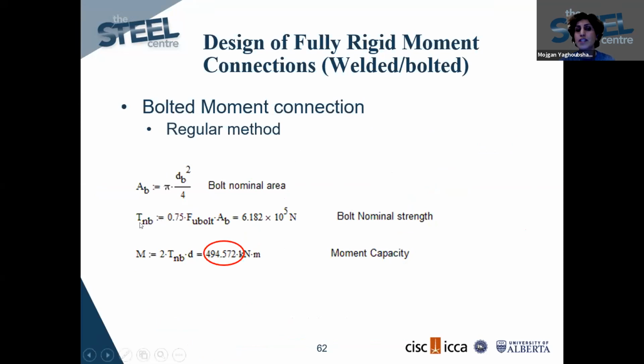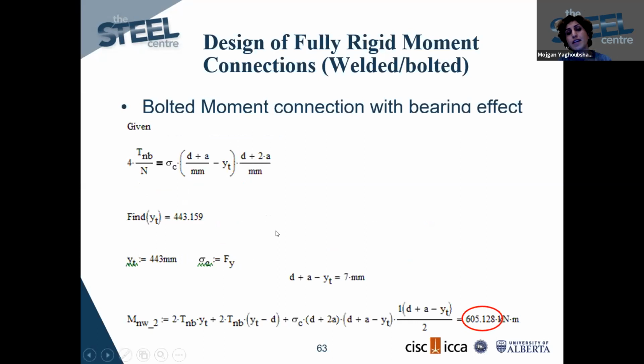And so we calculate the strength of the bolt, the tension in the bolt, and then we calculate the moment by multiplying the number of bolts and the moment arm, I mean the bolt distance. So this is how we normally calculate the bolted flange connection. But if we use that concept and take benefit from the compression part of the flange, we just need to run this equation.